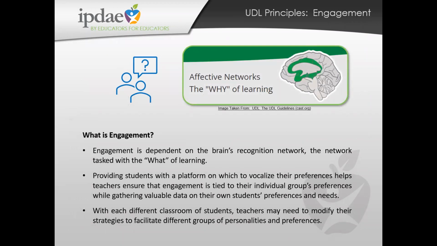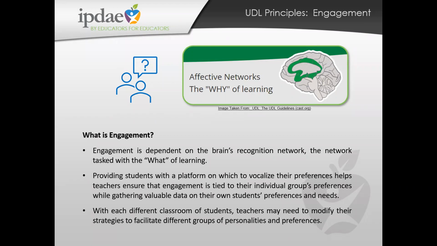Let's discuss the why, or the affective network. A diverse group of learners engages with material in different ways. Providing multiple means of engagement is critical in reaching all students. And the engagement piece of the UDL framework is associated with the affective network of the brain. Engagement is dependent on the brain's recognition network, the network tasked with the what of learning.